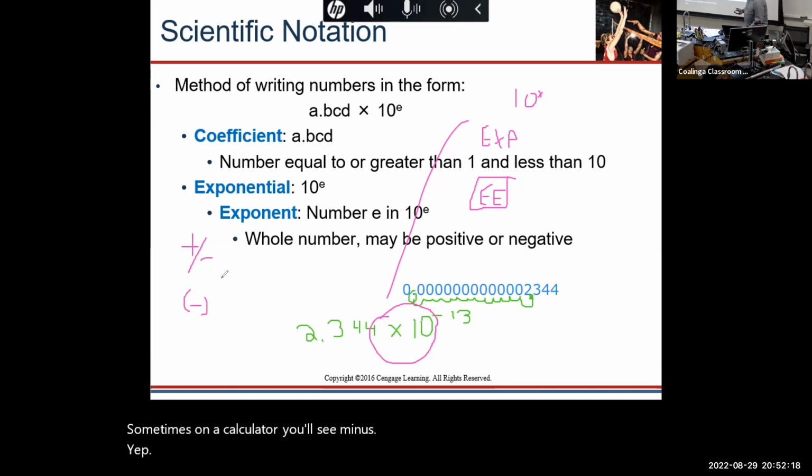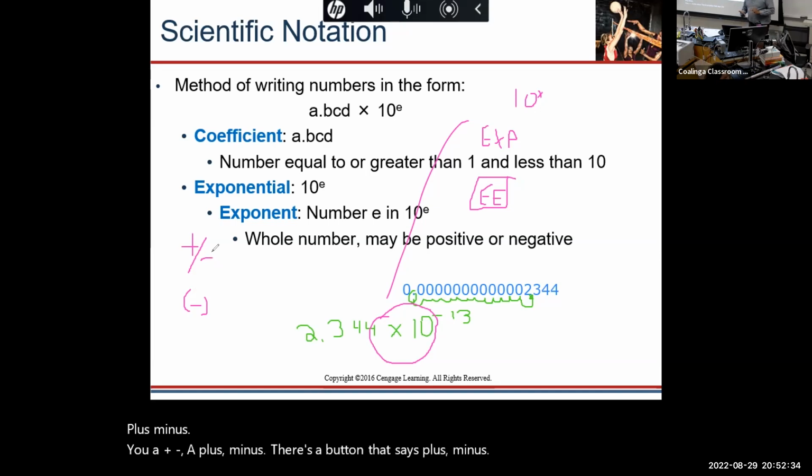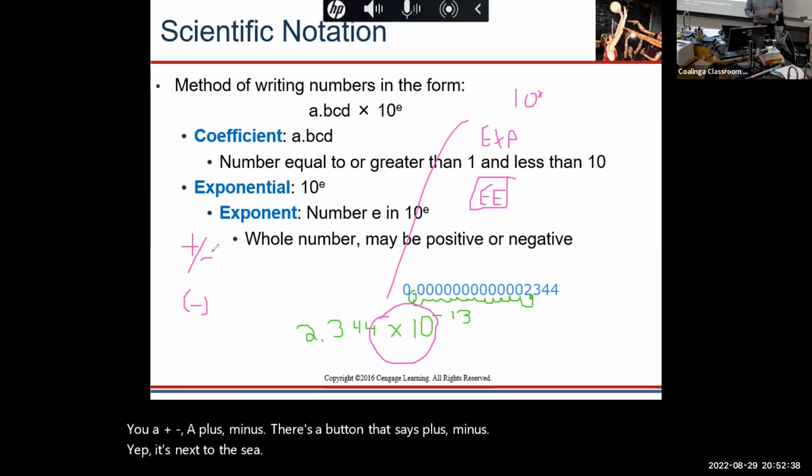So after you put the EE, then hit plus minus, so put a negative, right? You see a plus minus? There's a button that says plus minus. It's next to the C. Yep, it's next to the C. EE plus minus. So you have a plus minus.